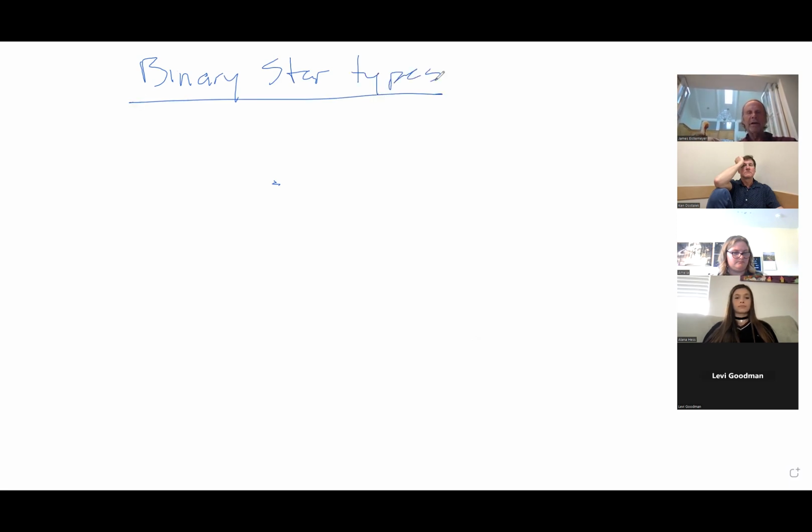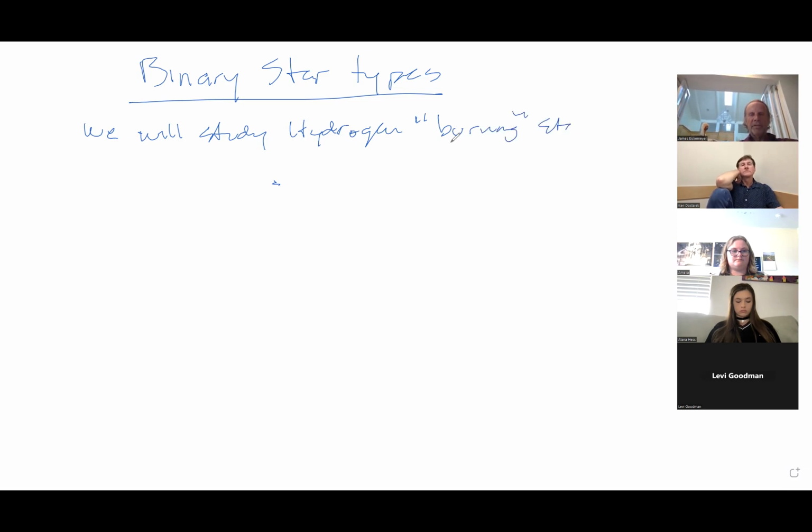Okay, so there are different types of binary stars. The ones we will study will be regular hydrogen-burning stars that are in a pair. Now, when I say hydrogen burning, I don't really mean burning like burning coal, but rather this is a very loose and sometimes misunderstood term meaning hydrogen fusion. So stars spend most of their life in the hydrogen fusion stage.